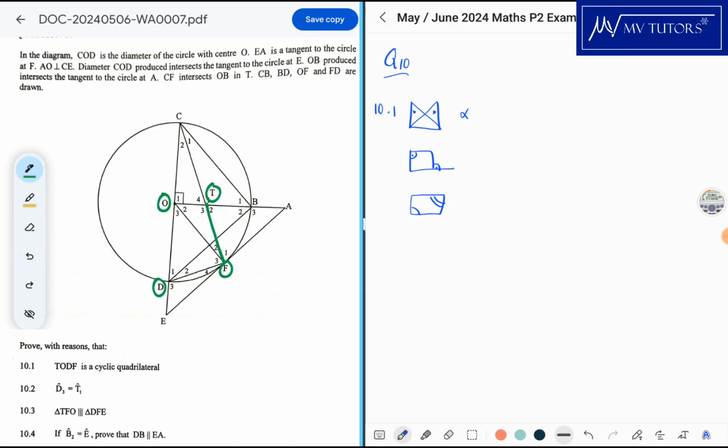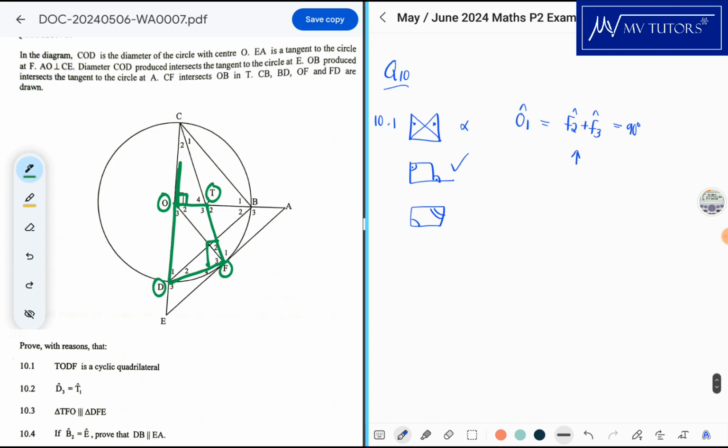Okay, so let's see, what external angles do I have? I think I have quite plenty of them. I have O1, which is 90, and yes, I said F2 and F3 are actually equal. Yes, I'm using this one. So basically, what am I going to say? I'm going to say O1 is equal to F2 plus F3, which is equal to 90.